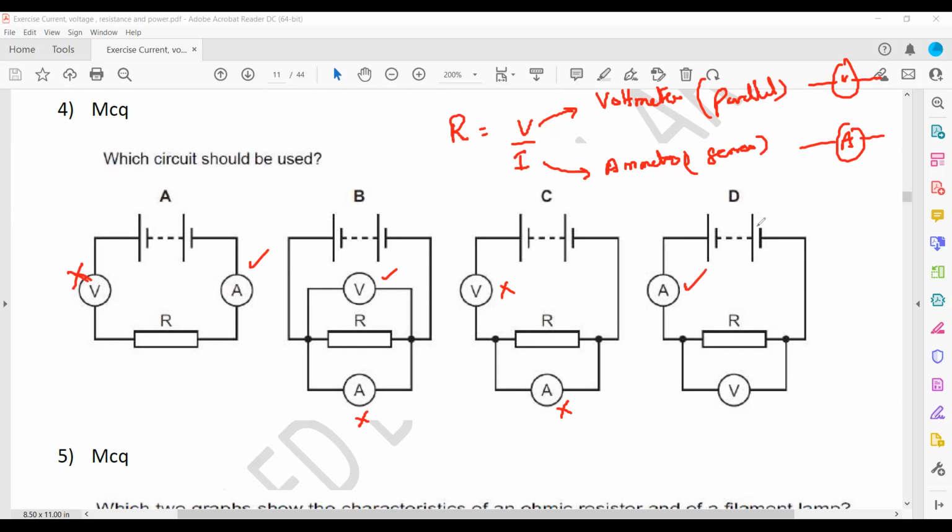Series means one way for the charges to flow, and parallel, when we have different connections, like different paths for the charges to flow, that's parallel. So the voltmeter is connected correctly and the ammeter is also connected correctly. That's why D is the right answer. Is it clear, discussion?